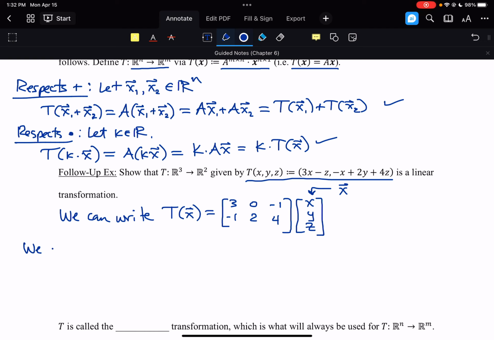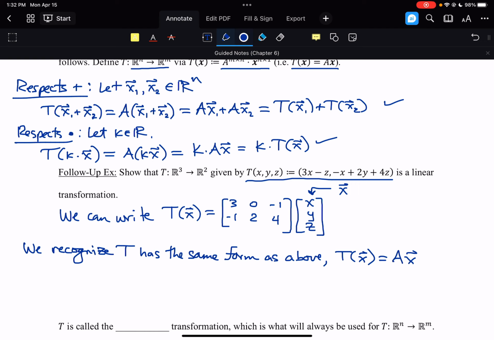So we recognize T has the same form as above. So T of x equals A times x. And we already proved that this form provides a linear transformation. So which means T is linear.